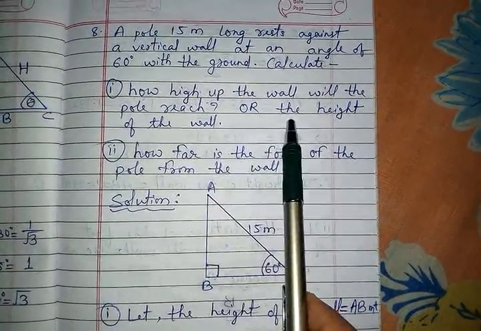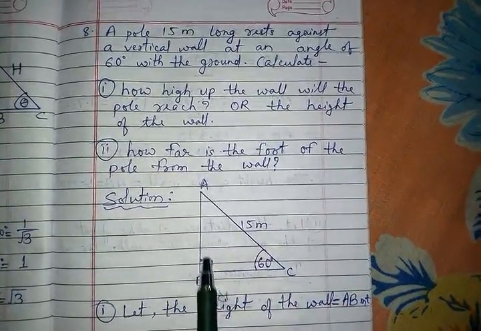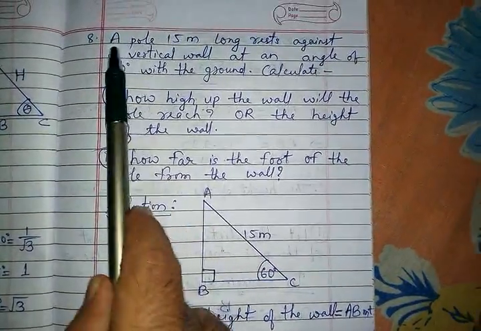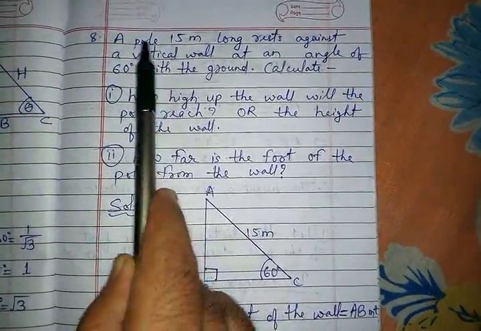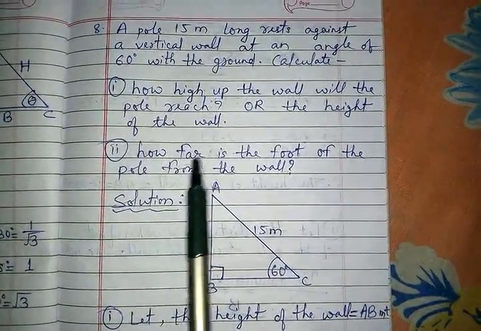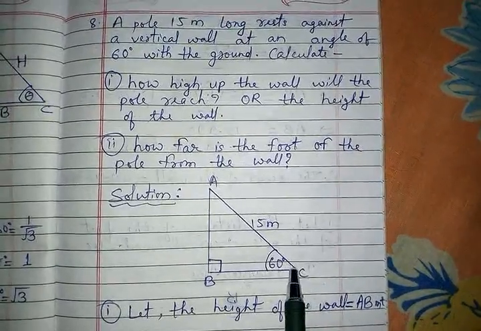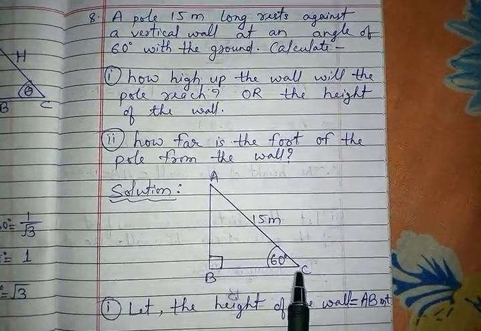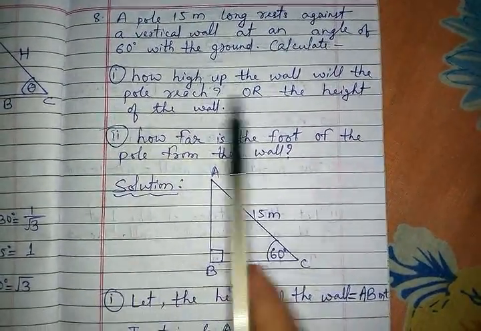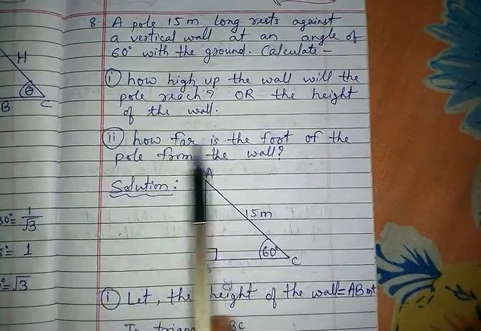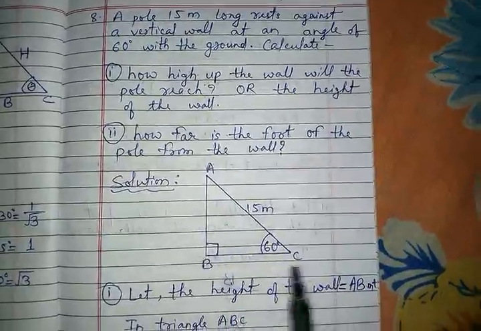In a technical way, the height of the wall is being asked, that is AB, and the length of the pole is already given. AC is the length of the pole and it is 15 meters. Question number 2: how far is the foot of the pole from the wall? You have to find the length between the foot of the pole and the wall, that means BC. So question 1 asks us to find AB, question 2 asks us to find BC, and only one value is given.